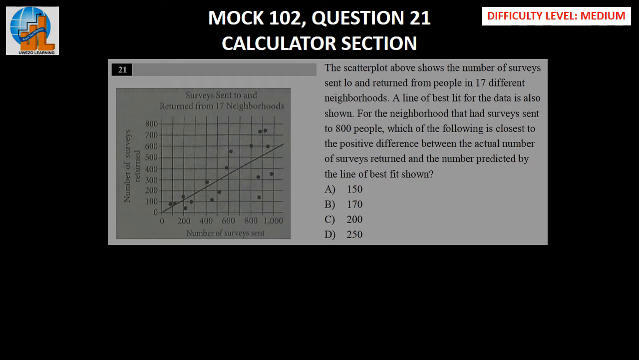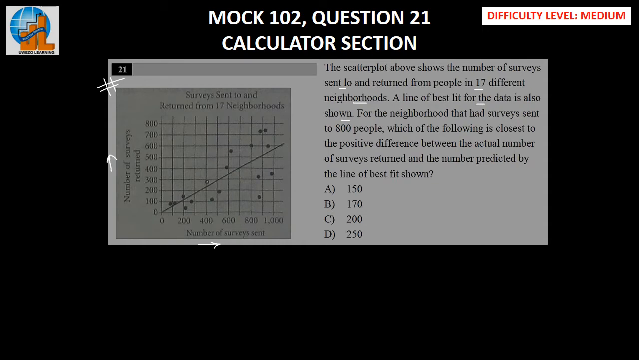The scatter plot shows the number of surveys sent to and returned from 17 different neighborhoods, and a line of best fit is also shown in the graph. So this is the graph that has been given to us, in which the number of surveys sent is plotted on the x-axis and the number of surveys returned is plotted on the y-axis.